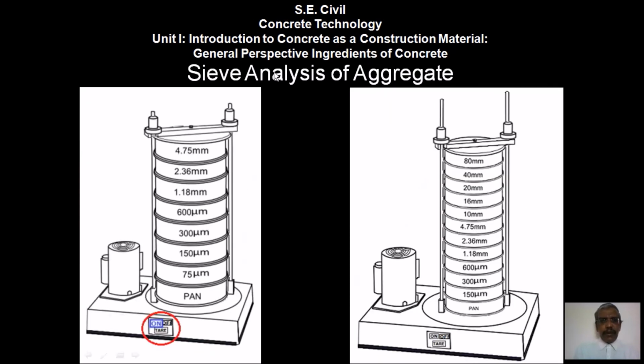Then we will see the sieve analysis of the aggregate. These are the sieve sizes which are arranged for the fine aggregate. Then here you will see the sieve sizes which are arranged for the coarse aggregate for the sieve analysis.